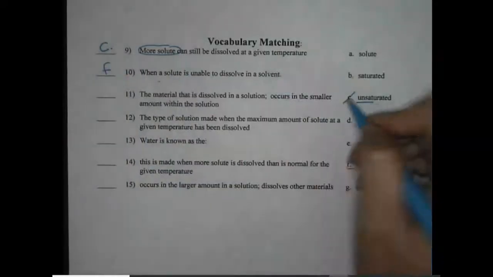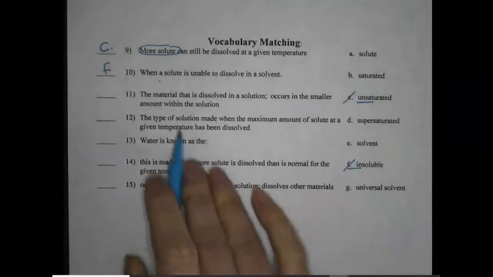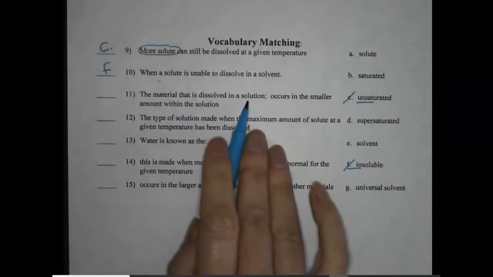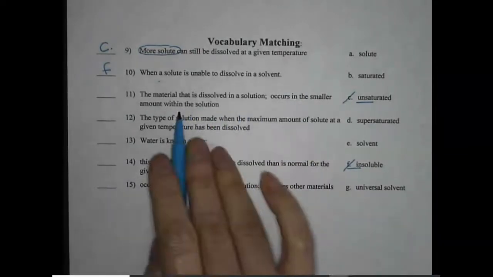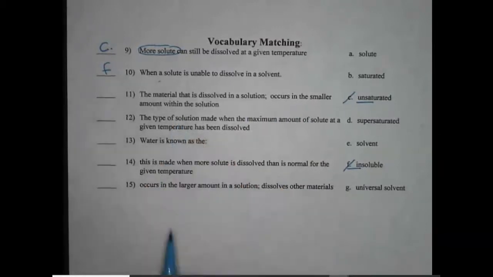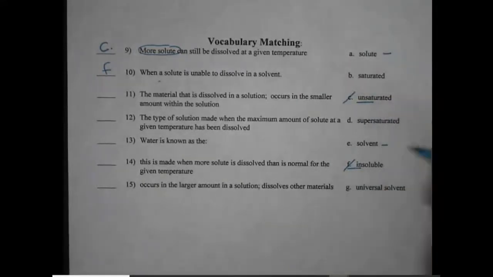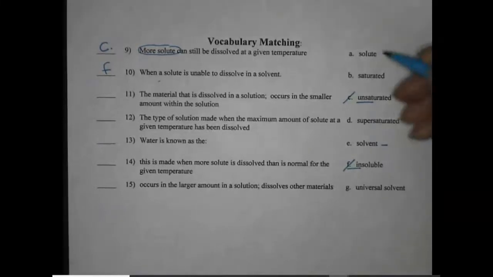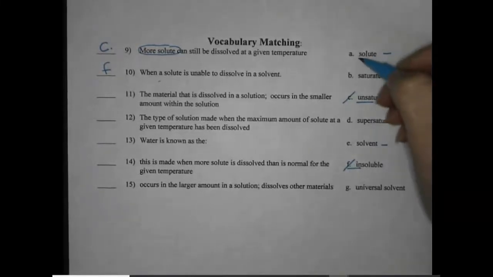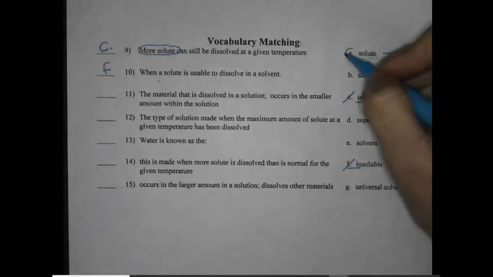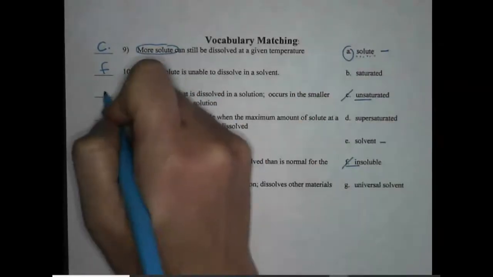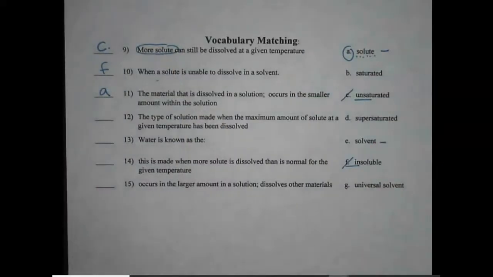I'm going to cross those out as I go. Material that is dissolved in a solution and occurs in a smaller amount. That's actually from last week. Solutes and solvents are the two parts of a solution. The one that gets dissolved, the smaller word, is solute, 6 letters: 1, 2, 3, 4, 5, 6. So the smaller amount that gets dissolved is A.